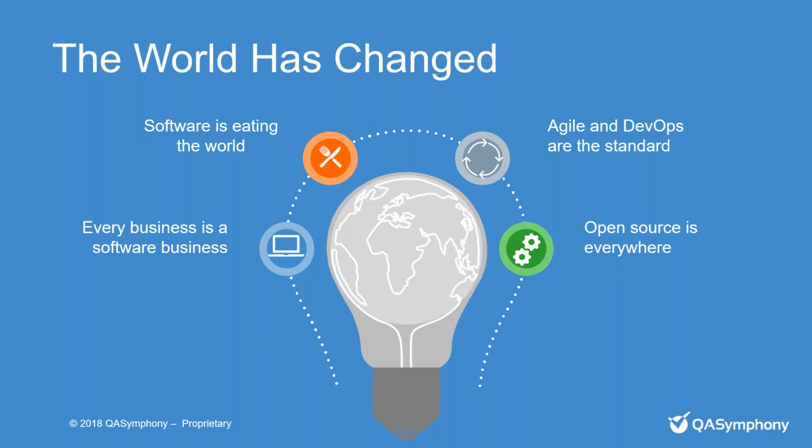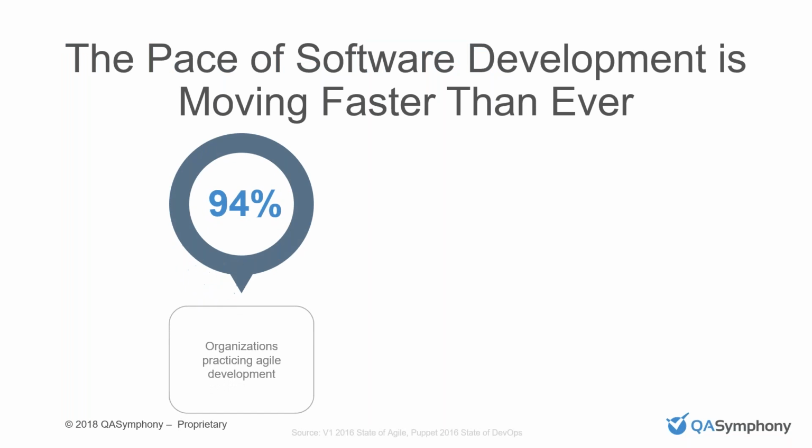If you're on this call and you're thinking about automation, you probably moved away from using a lot of commercial tools. You're moving more towards open source because it just makes sense, right? Everything is changing, and the reason is that you've got this rapid pace of development that's moving faster than ever, right? If you look at organizations that are practicing agile development, that's up at 94%. That was back in a 2016 study with State of Agile. It's even higher than that now.